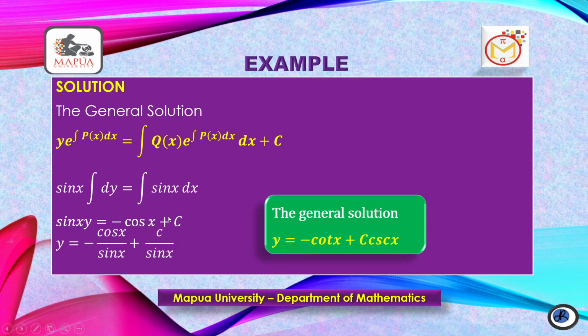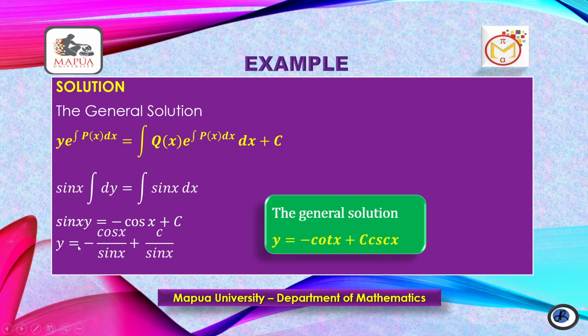And then upon integration is plus c. So therefore, dividing both sides by sine x to find the solution y. So divide by sine x. So we have negative cosine x over sine x, and then plus c, the constant c over sine x.